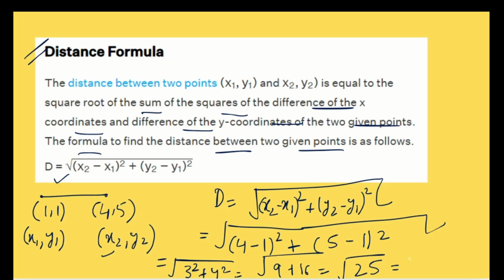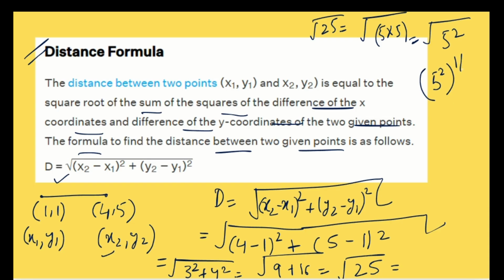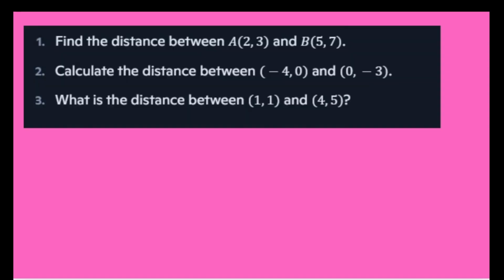If you don't have that knowledge of how to find a square root, you can write 25 as 5 multiplied by 5, so 5 square, and the root is power 1 by 2, and the answer would be 5. The square root of 25 is 5. And you have to write units with the distance formula. How many units? So this is the formula that you have to use.